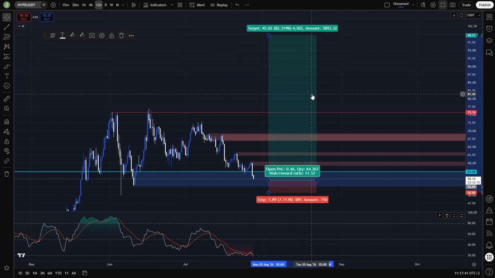So in the end, the risk reward ratio will be more like 7, 8, something like that, which is in my opinion really great potential trading setup.